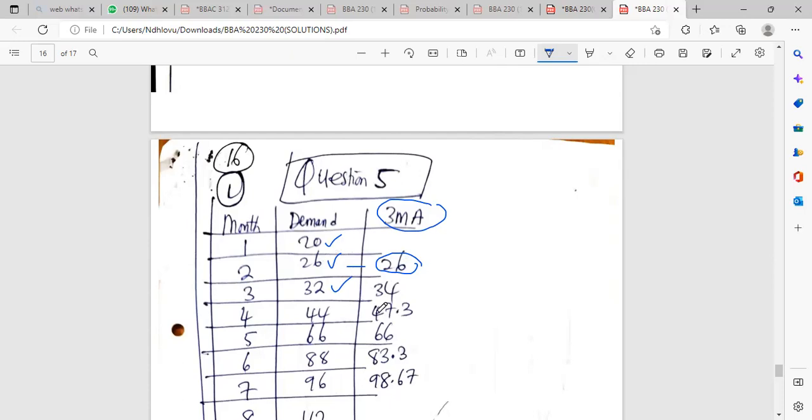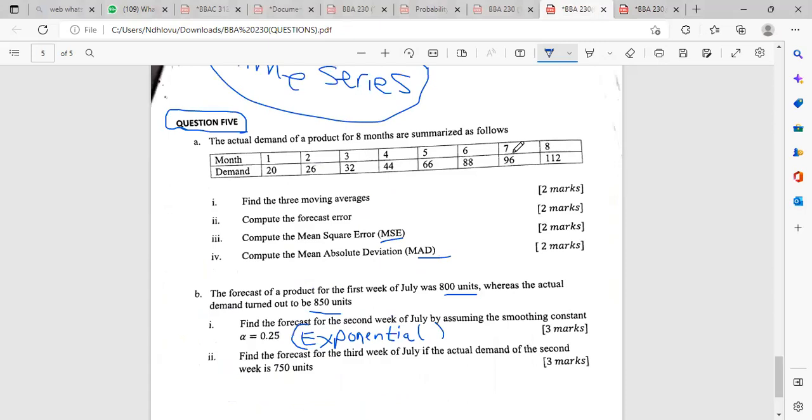So meaning to get the other one, it will be 32 plus 44 plus 66. Then divide by 3 is 47.3. Just about that. All right. This is on how we are getting down to the moving average. The first component of the question 5, find the three moving average, which is 2 marks there. So that's how we get it. All right. So the three moving average, we are obtaining it using that method.